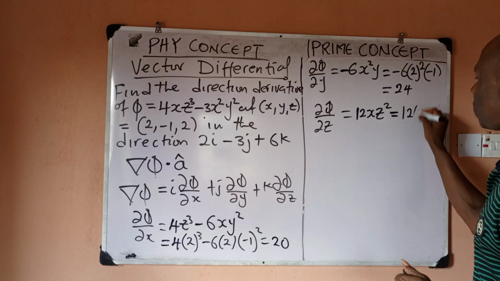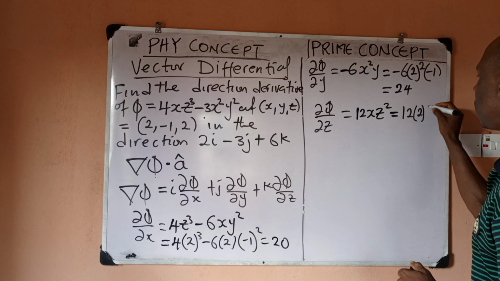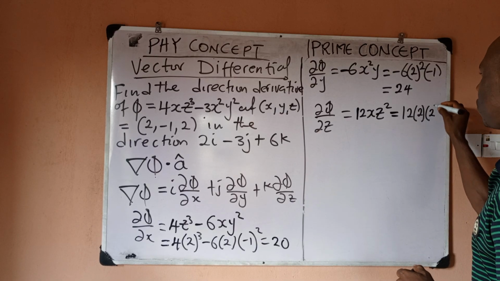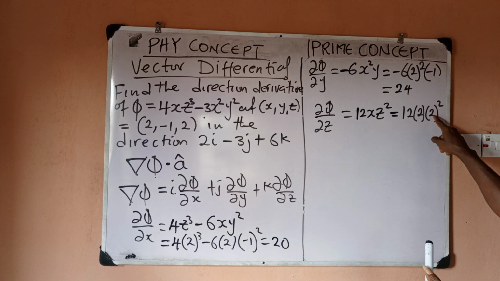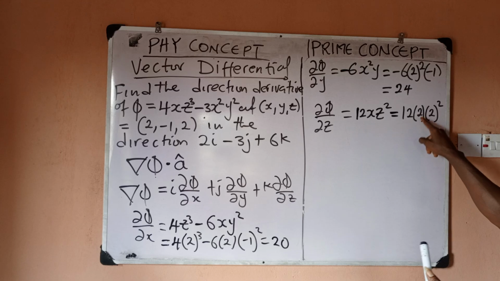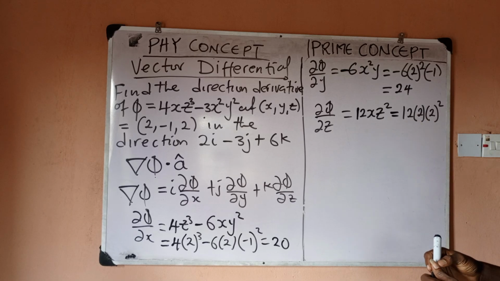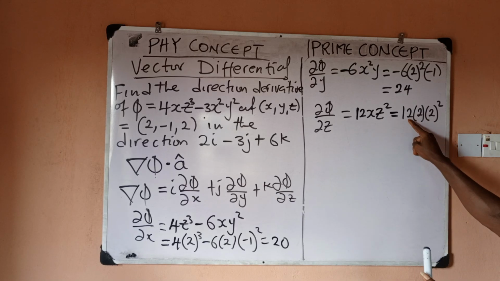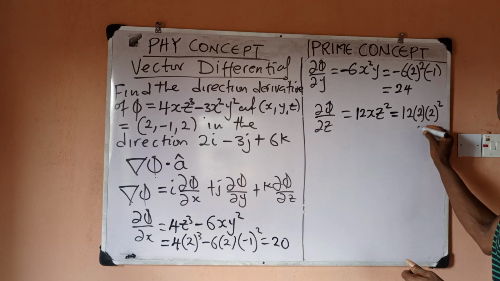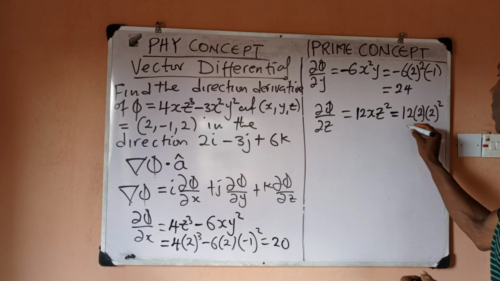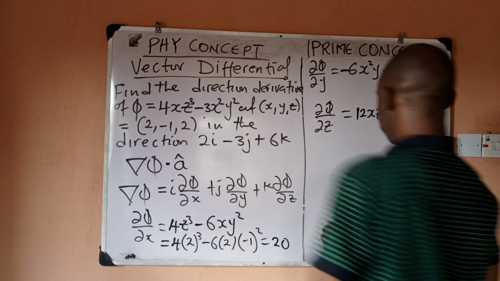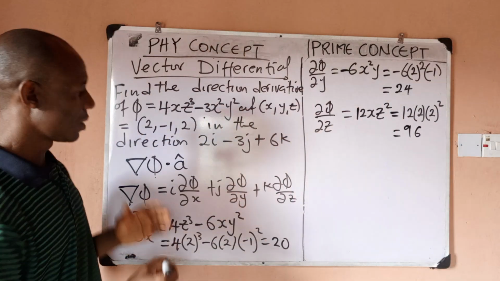Substituting, I have 12 into x, which is 2, into z, which is 2, all squared. Solving this would give me 4 times 2 is 8. 8 times this is 80. 8 times 2 is 16. Write 6, carry 1. 8 times 1, 8, plus 1, 9. So this is 96. So I've found these three things.